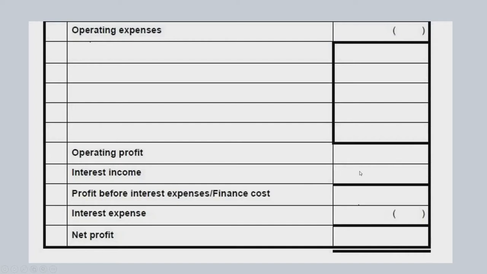Now you're going to put in your interest income. So you never put interest income on the top by your incomes, and you never put interest expense by your operating income. These are not operational incomes and expenses. Okay, they are financing incomes and expenses.